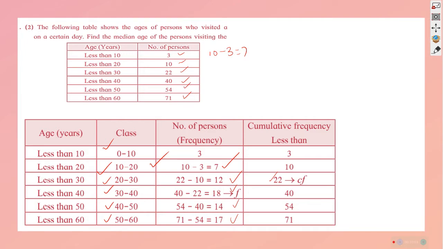there are 71 people, a number of persons visiting the particular museum, and from the list given, we are asked to find out the median age. These are ages: less than 10, less than 20, less than 30, less than 40, less than 50, less than 60. So we have got an idea from the table, and now you can think about substituting it in the formula which we have learnt.